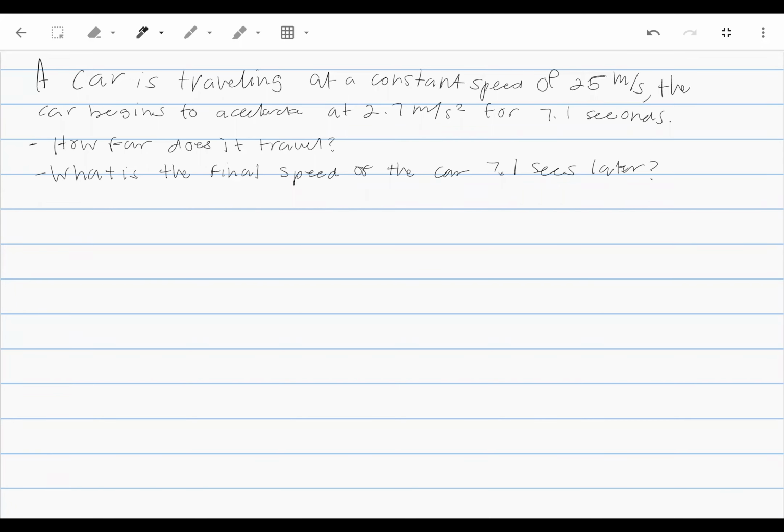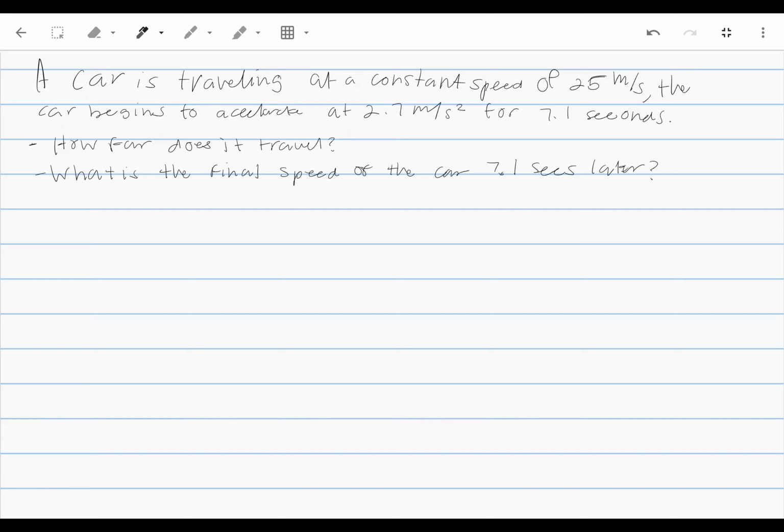Hi, welcome back. This is going to be part 4, if I remember correctly, of kinematics, and I already wrote down one of the problems I'll be working on today.